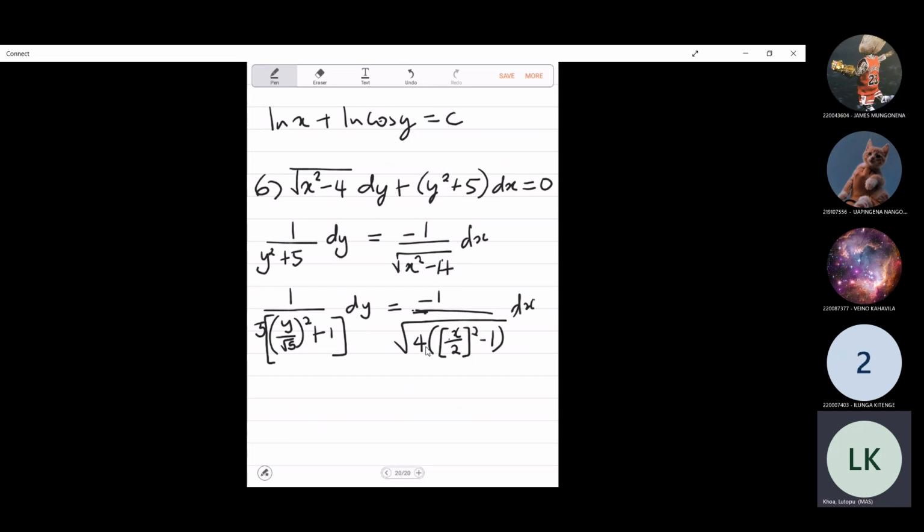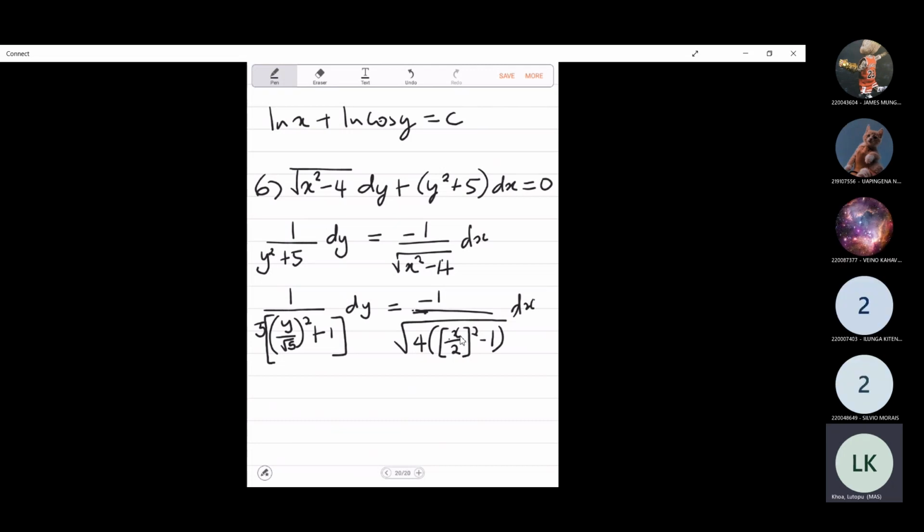Okay, then this 4 can go outside the square root. And remember here in the numerator, I need the derivative of x over 2, which is a half. Okay, so what I have is 5. Then I'm going to integrate 1 over y minus the square root of 5 squared plus 1 dy.